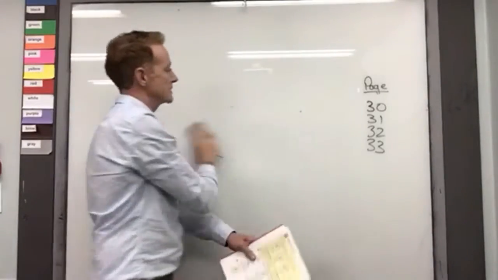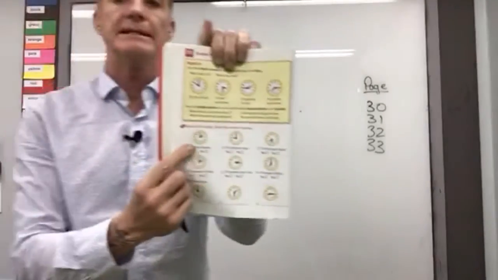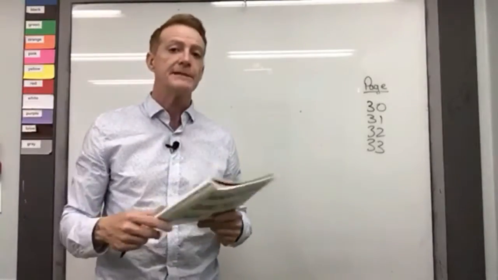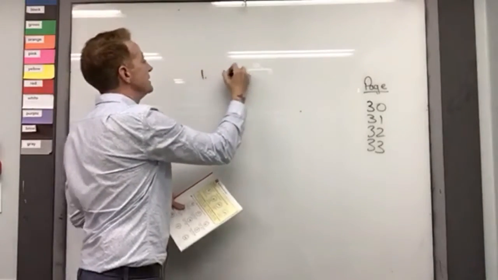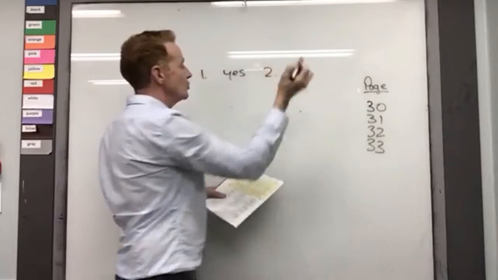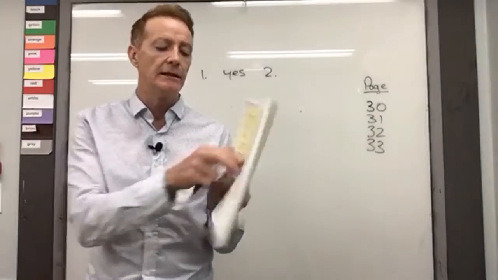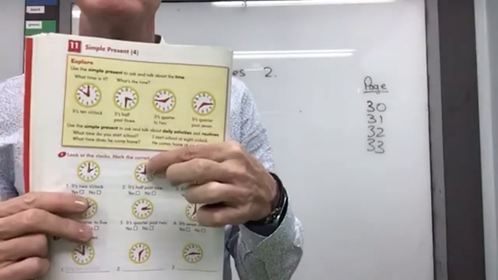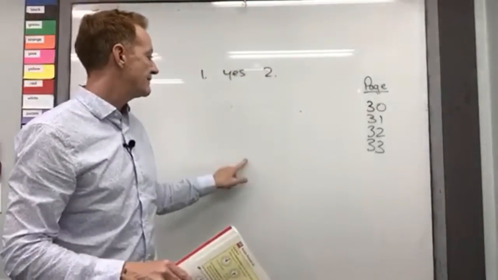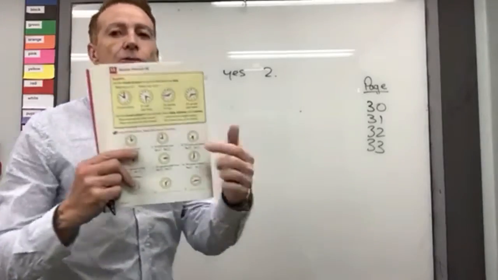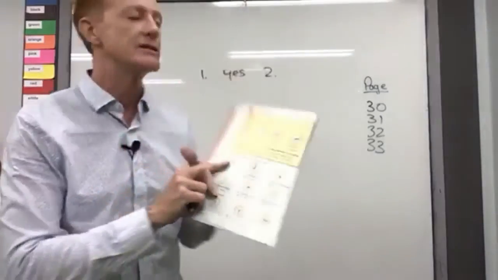All right, let's do the questions. Let's have a look at number 1. Is it 2 o'clock? Yes, it is. So number 1, check. Yes. Number 2, is it 9:30? No, because the big hand is at the top. 9:30 is down the bottom. Remember I showed you the example, 3:30. So this one is not. What time is this one? It's 9 o'clock. So this one is no.